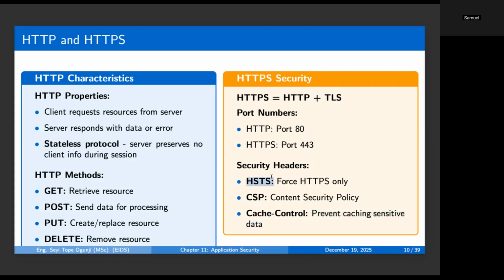So HSTS as a header enforces HTTPS only. That is the hypertext protocol with TLS, enforced automatically. Then the content security policy, the CSP, states the rules on what can run on a web page. Then the cache control prevents the browser from saving sensitive information.